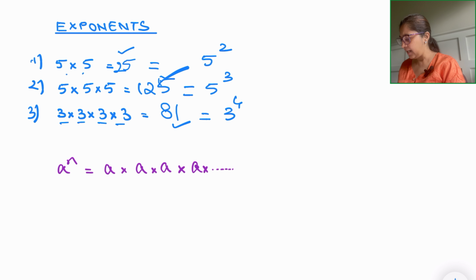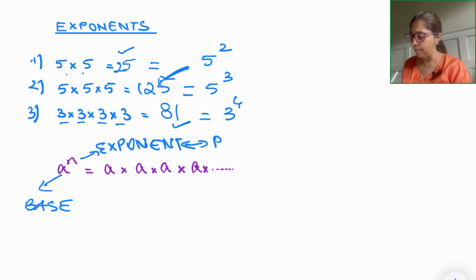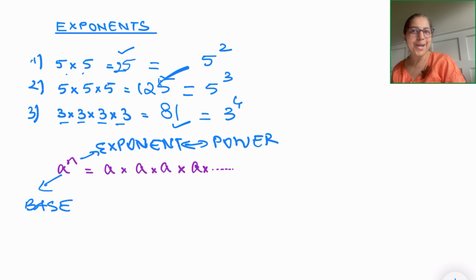So the basic idea is if you take any number a, that number a is called the base number, and the power to which the number is multiplied, the number of times, is called the exponent. And oftentimes these days, it is also interchangeably used with the word power. So exponent or power. But traditionally, when we discovered exponents, it was referred to as exponent. But it's all right if you want to utilize the word power as well.